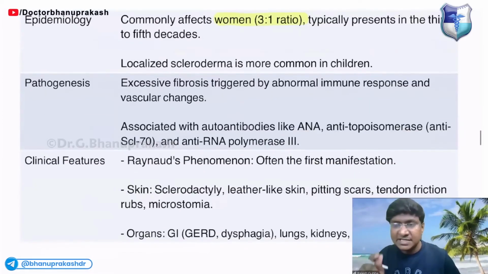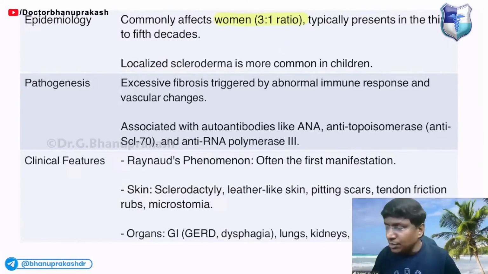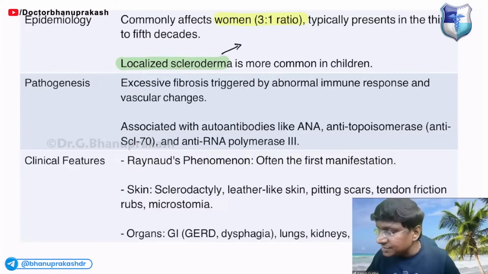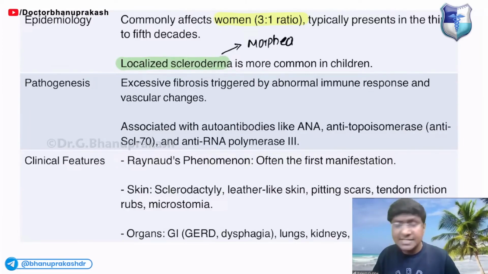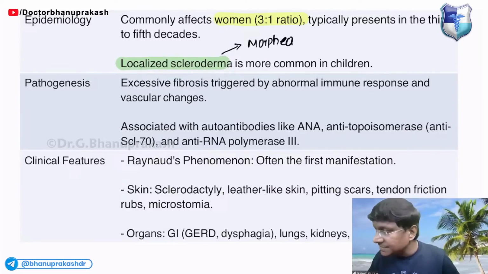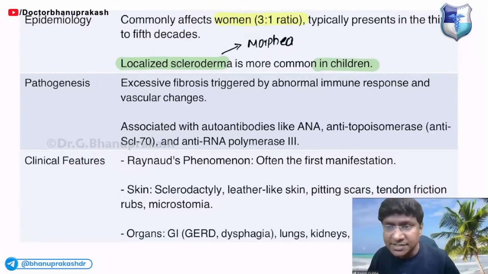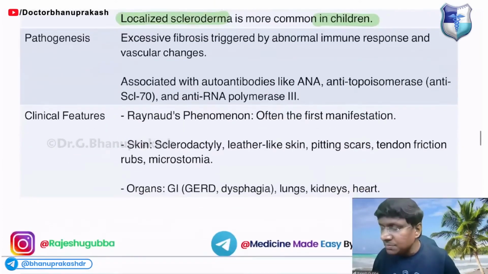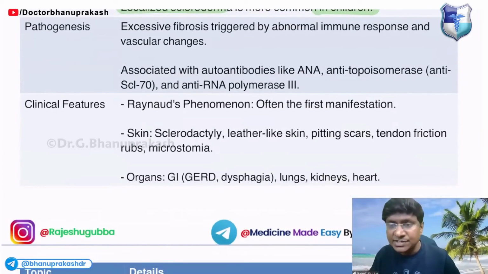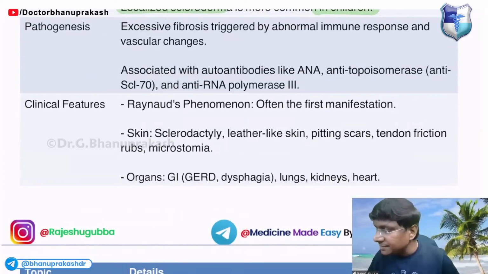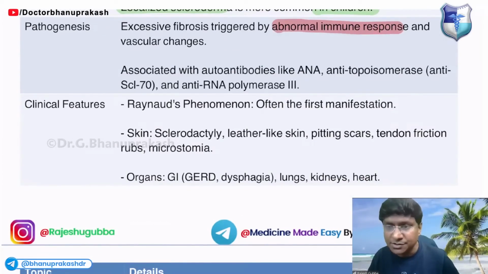And apart from systemic sclerosis, or apart from the diffuse scleroderma and limited scleroderma, we have one more important form of scleroderma called localized scleroderma. And this localized scleroderma, the name which is given to this is morphea, okay? And this is very common in children. What is the problem here? The problem here is there is excessive fibrosis, which is triggered by abnormal immune response.